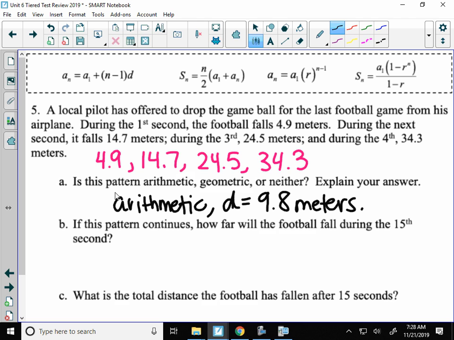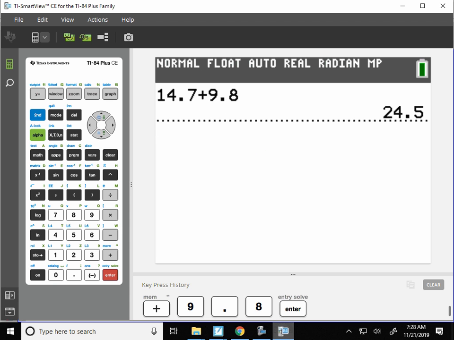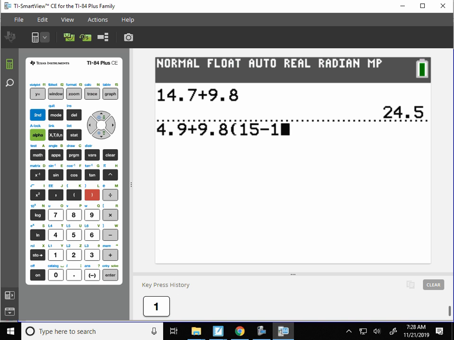If this pattern continues, how far will the football fall during the 15th second? Well, we're looking at an arithmetic sequence here, and I'm finding a term, the 15th term. So I'm going to use the a sub n formula. I'll take my first term, a sub 1, plus my common difference times n minus 1. And all I have to do is type that straight into my calculator. So I have 4.9 plus 9.8 times 15 minus 1.